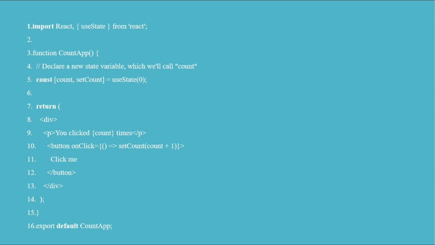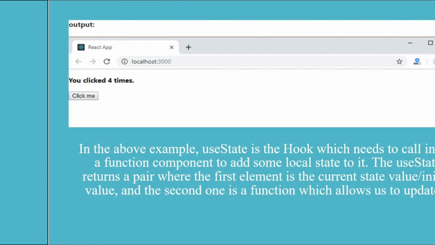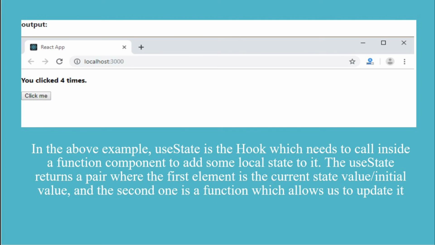If we see in the example, in the return section, once the button is clicked, we call the setCount function, and the value we pass is count plus 1, that is, incrementing the value of the count. The number of times you click on that Click me button, the value of the count will get incremented. If we see the output here, we can see it says you clicked 4 times. The more times you click on the Click me button, it will be reflected on the UI part, I mean the output section. So it will get updated.